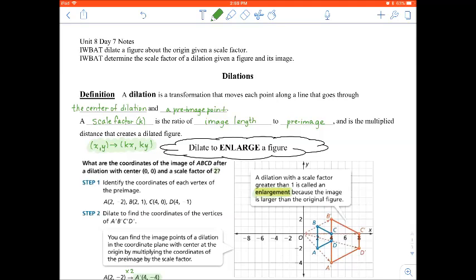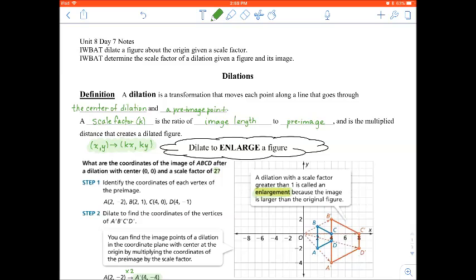Welcome to Notes on Dilations. The objectives for these notes are to dilate a figure about the origin given a scale factor and to determine the scale factor of a dilation given a figure and its image. And so hopefully you recognize the term dilation.